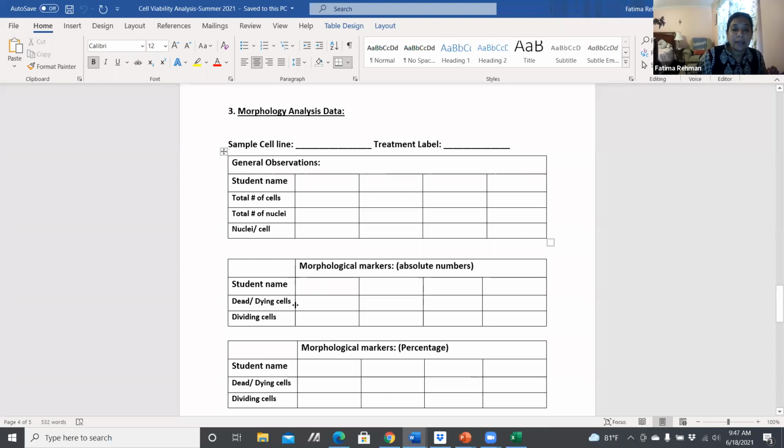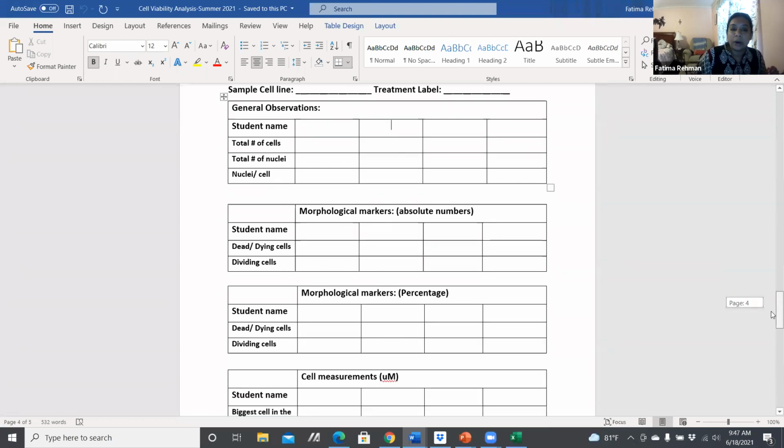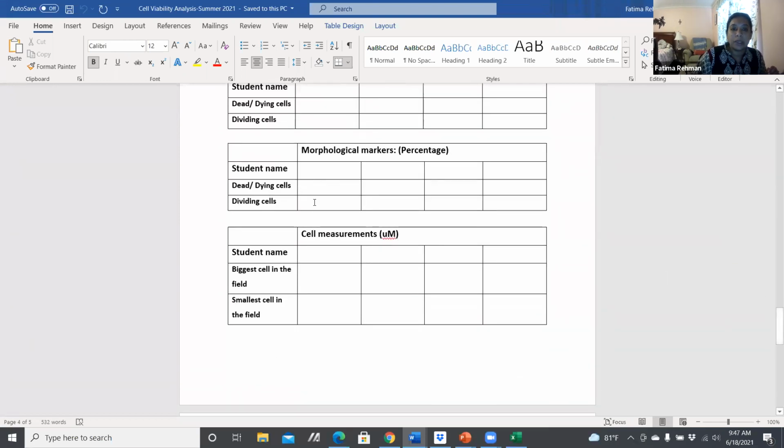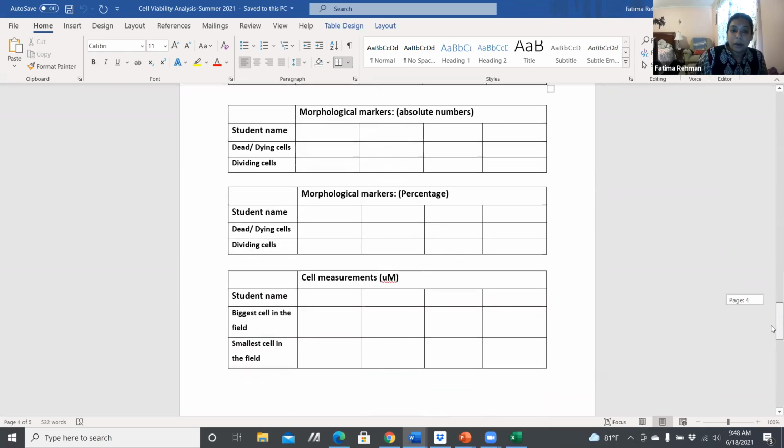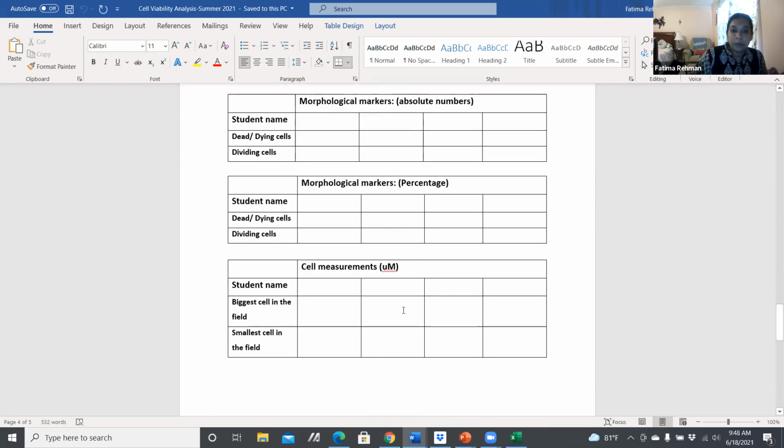The next thing you will look at is dead and dying cells or dividing cells, and write those absolute numbers. And then you are going to be converting those numbers into percentages. For the top one, you are going to be looking at nuclei per cell at the end of the day. So you will take your number of nuclei. If I got 90 for my number of nuclei and 30 for my cells, the nuclei per cell would be 3. So you would do those things.